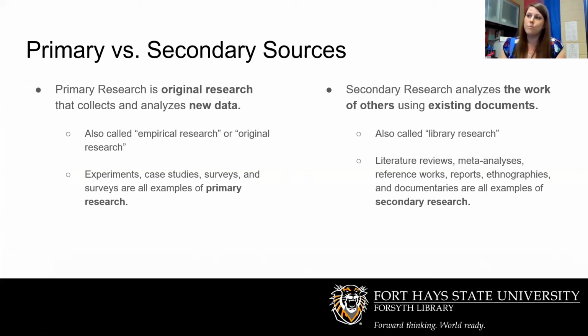So primary versus secondary sources. Primary sources are original research that collects and analyzes new data. These are things like experiments, case studies, surveys, anything that collects new data. It's important to think about the types of activities that create new data because these will come in handy later on when you're searching for these sources. Now, secondary research analyzes the work of others. These are things like literature reviews, meta-analyses, ethnographies, and reports.